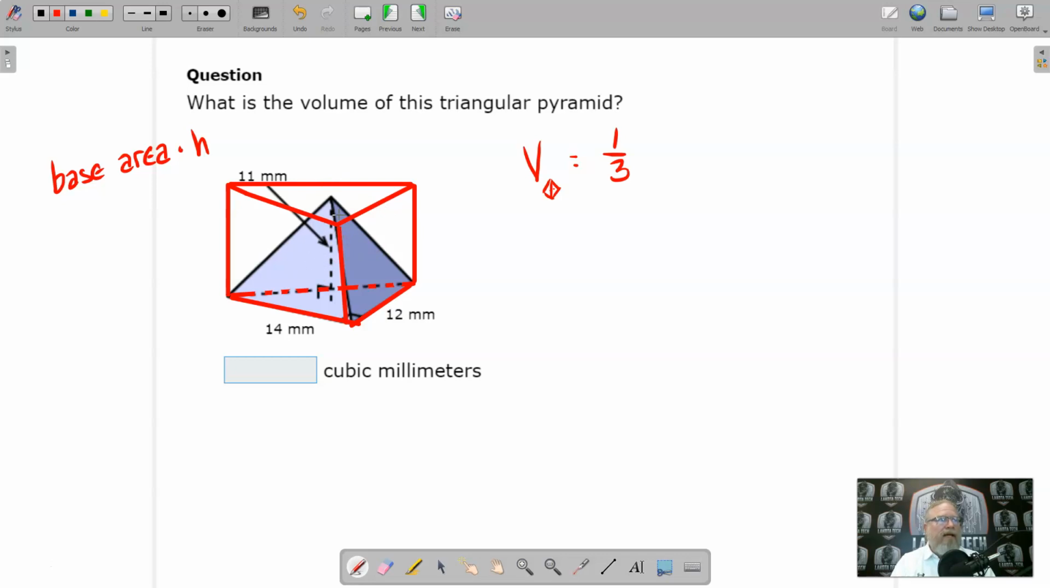So in this case, we need 1/3, and then we're going to go ahead and multiply that times the base area.